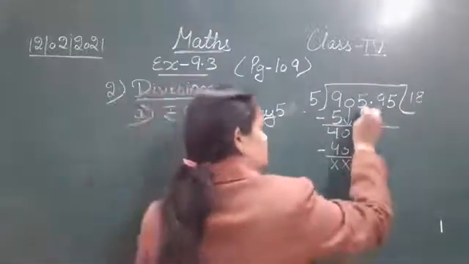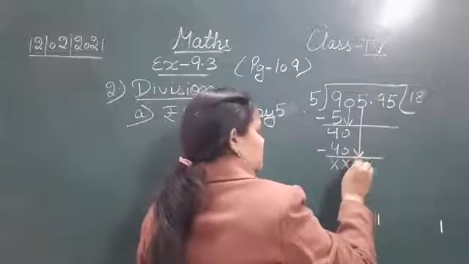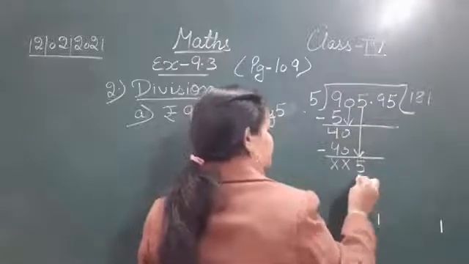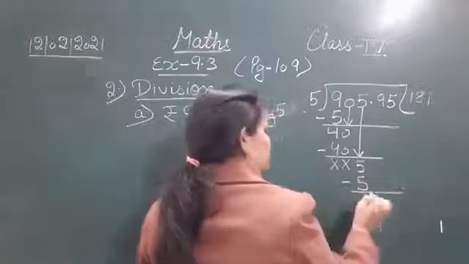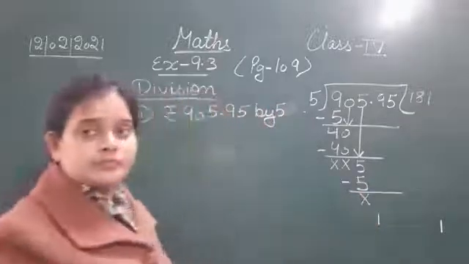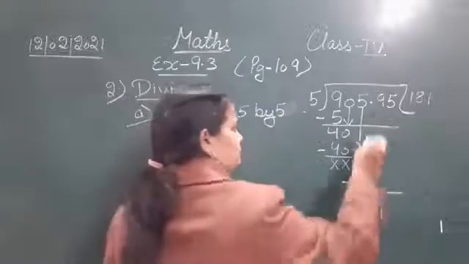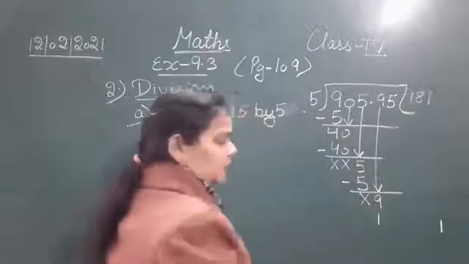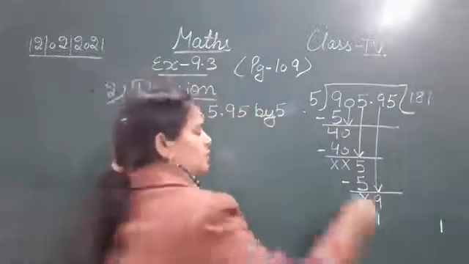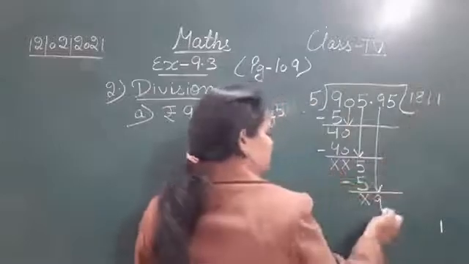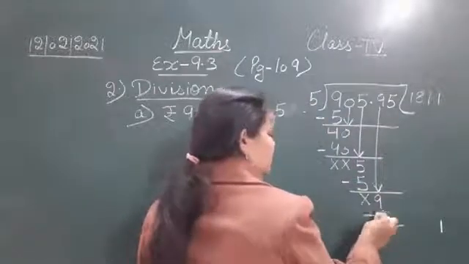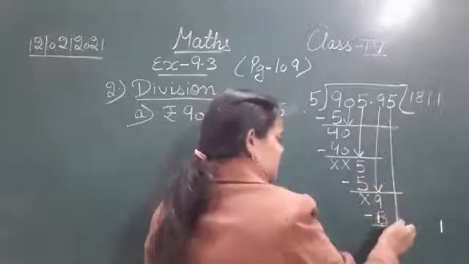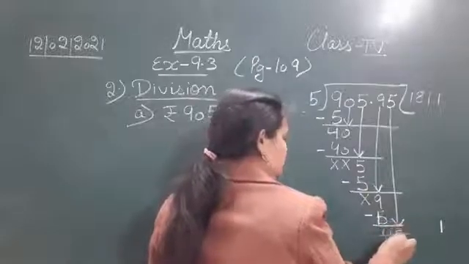Now we will bring down the next digit, that is 5. Okay, so 5 ones are again 5. 5 minus 5 is nothing here. Clear? Now bringing down the next digit, that is 9. So 5 ones are again 5. 9 minus 5 is 4. Bringing down the next digit, that is 5.